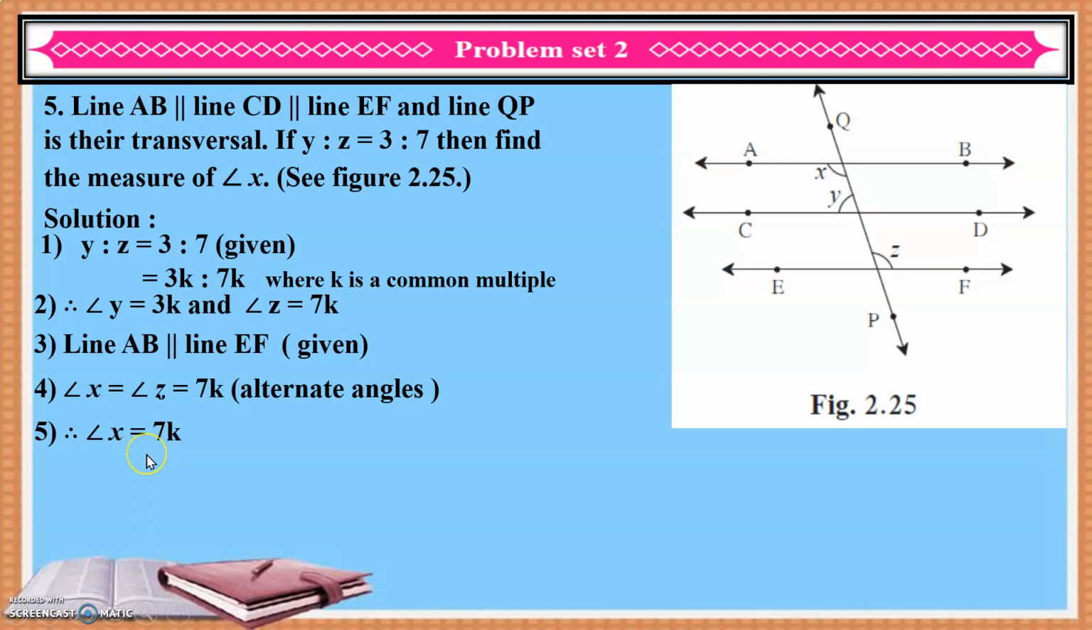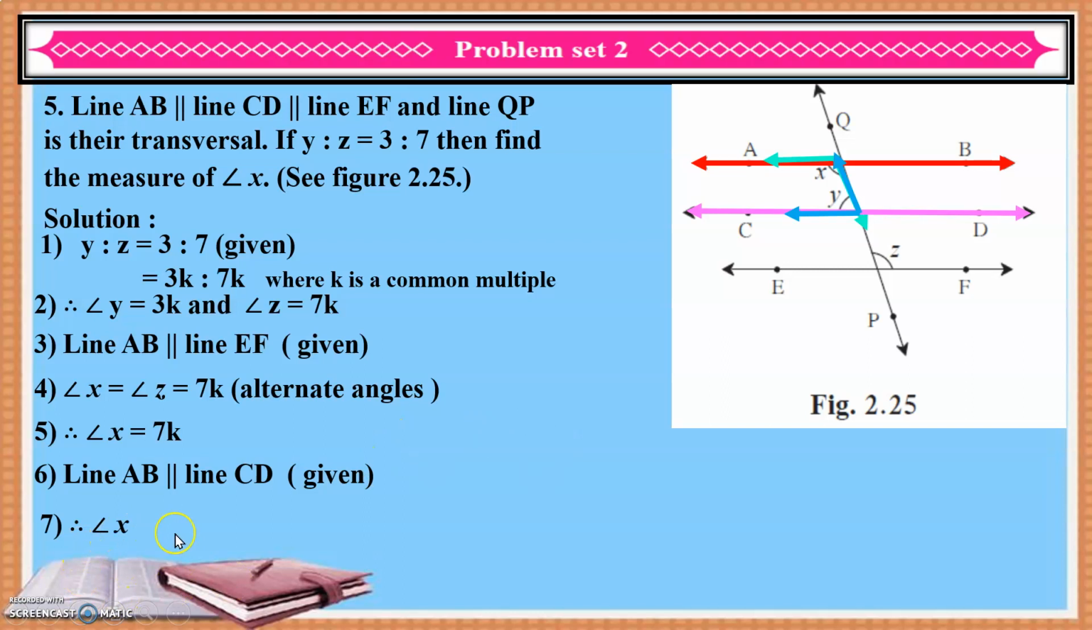Okay. Now we'll take line AB is again parallel to line CD. That is also given. Let's write that statement. Line AB parallel to line CD, given. Now if these two lines are parallel, angle X and angle Y form interior angles, and because they are forming interior angles between two parallel lines, they will be supplementary. So we can write angle X plus Y is equal to 180 degrees, interior angles.